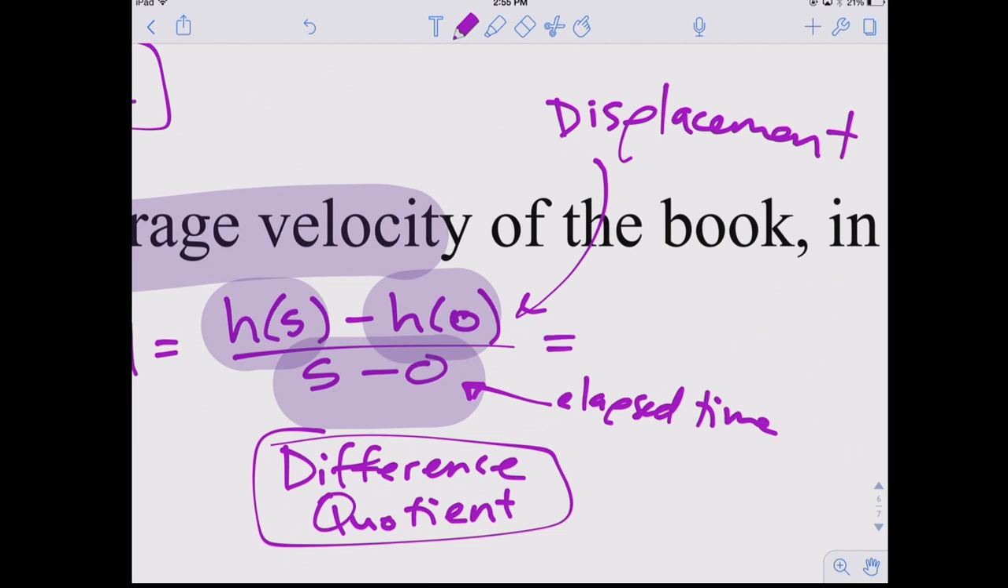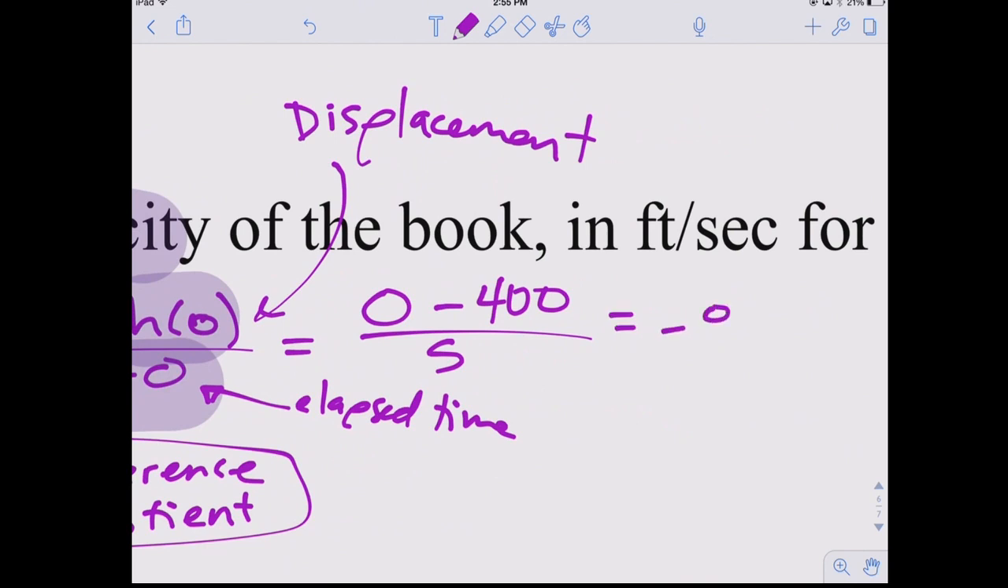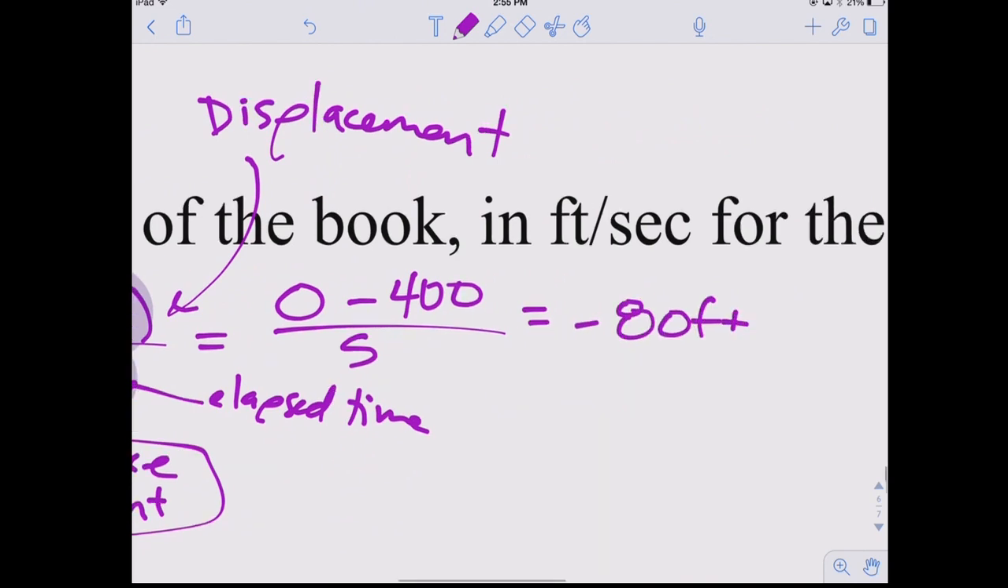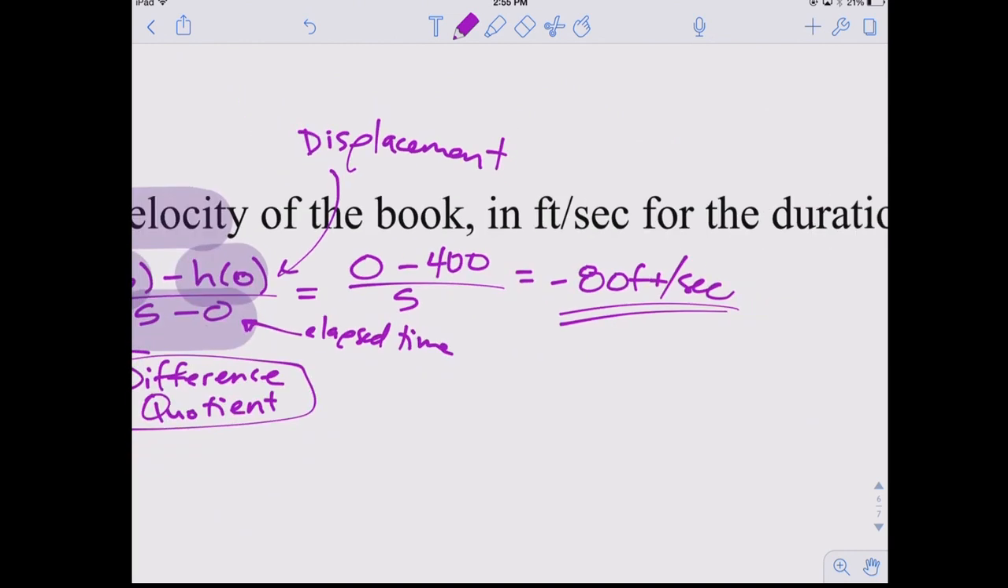Now, we can plug that in. h of 5, what was its height at t equals 5 seconds? 0. Minus what was its height at 0? 400-foot tower, right? All over 5. And if you simplify that, you get negative 80 feet per second. So that means that on average, the book was falling at 80 feet per second.